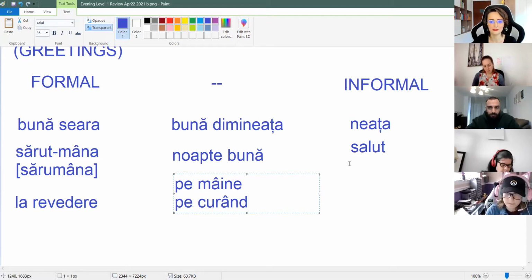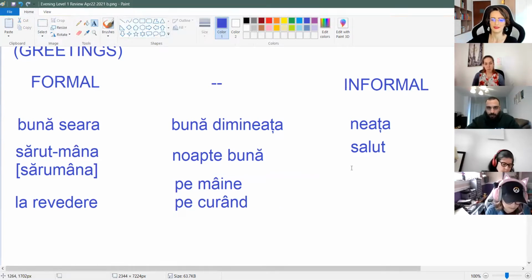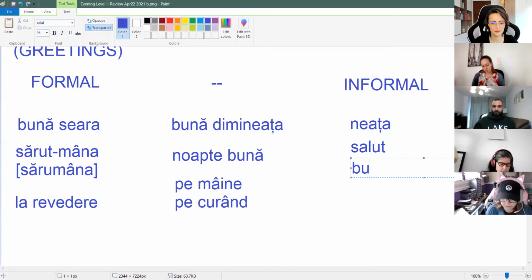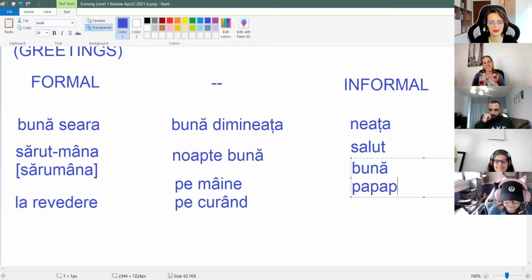What are some other informal ways to greet people? Like if you're really casual and friendly, what would you say? Would just Bună be one? Yeah, bună. Or when you say goodbye, what can you say? Pa, pa, pa. You can use as many pas as you want. Can you say just once? Pa. Okay. I think the more pas you add, the friendlier you sound.